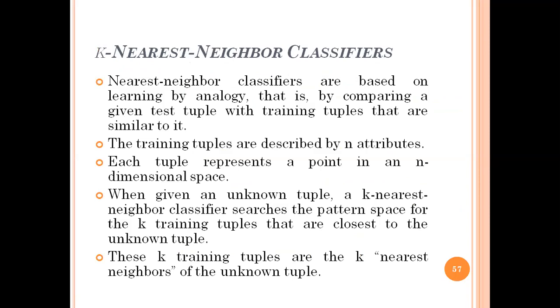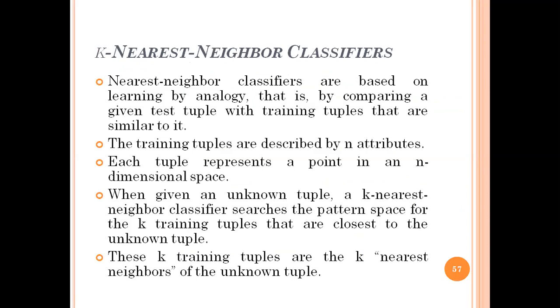Okay. So you can see nearest neighbor classifiers are based on learning by analogy, that is by comparing a given test tuple with training tuples, which I have already mentioned. What the KNN algorithm does is that it will start acting only once it gets the test tuple. So it will compare the test tuple with the training tuples. Okay, then they will check for the similarity or they will calculate the distance.